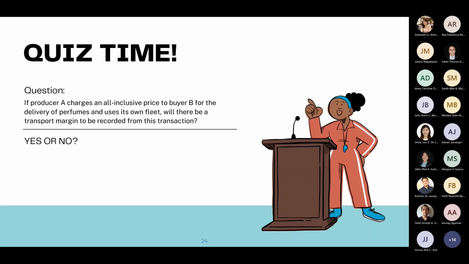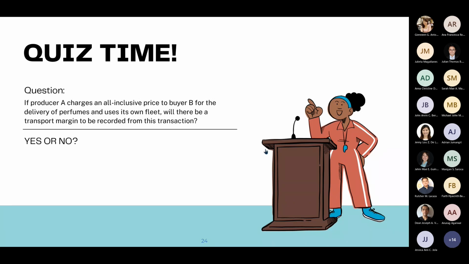Okay. Quiz time. I think this is the last for the supply table. So if producer A charges an all-inclusive price to buyer B for the delivery of perfumes, and producer A uses its own fleet, will there be a transport margin to be recorded from this transaction? Yes or no? Okay, so on my go signal, you can type in your answer. Okay, ready, go.